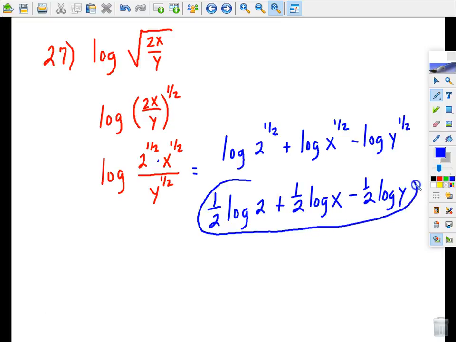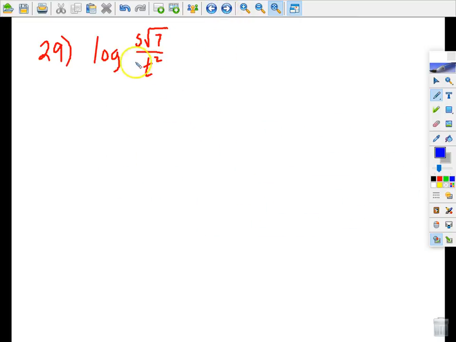You could have combined those two, all the properties together, and that's fine, but I just want to make sure everybody understands. You can get a clear picture of these properties as they're being used one at a time. So that is your answer for number 27. Okay, let's try another one.